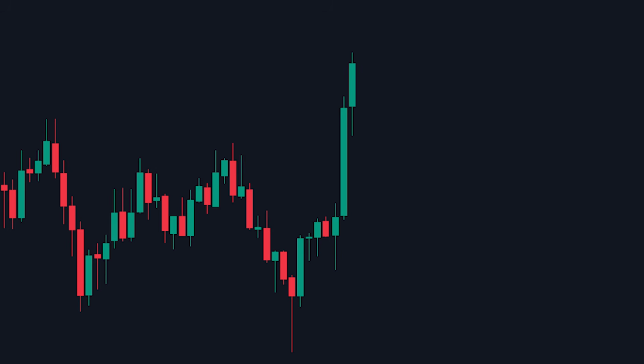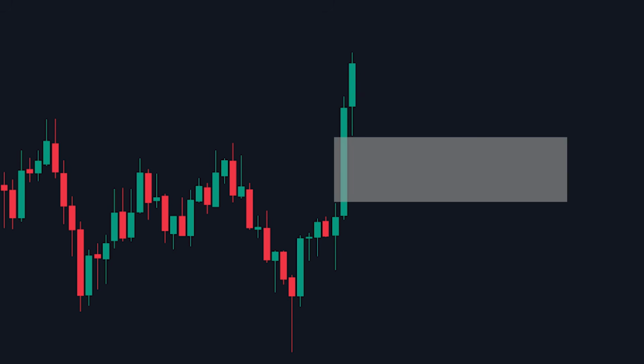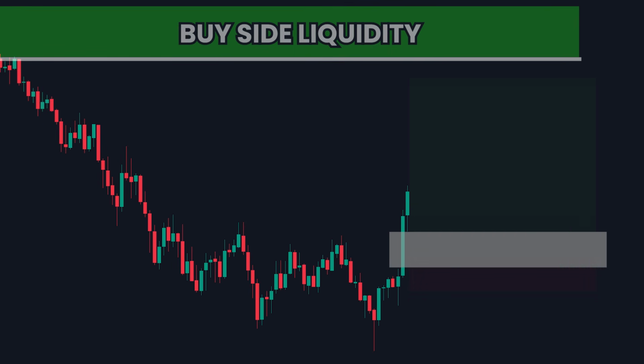And it did it with displacement. One aggressive bodied candle, no hesitation. And look at what that move left behind. A fresh fair value gap right below us. So here's the trade. Limit order inside the gap.